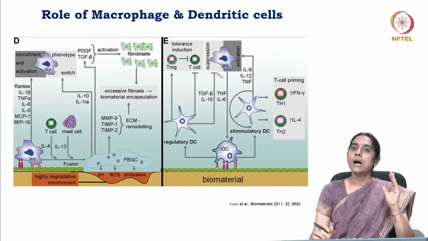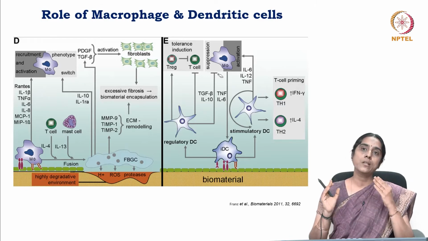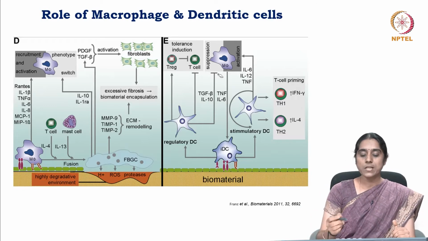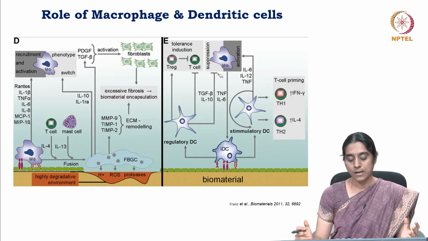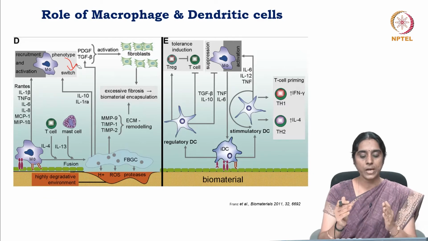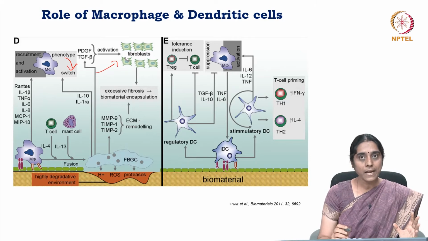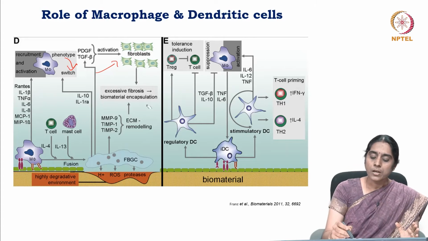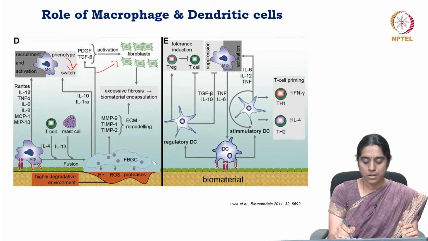That was about how macrophages play a role in shifting the inflammation towards wound healing when a biomaterial is placed. The next one is how macrophages and dendritic cells lead to resolution of the inflammation. Here you see that the phenotypic switch from M1 to M2 happens, leading to the activation of fibroblasts. Wound healing is mediated by secretion of collagen, which is done by fibroblasts. So, excessive fibrosis will happen and biomaterial encapsulation will happen.